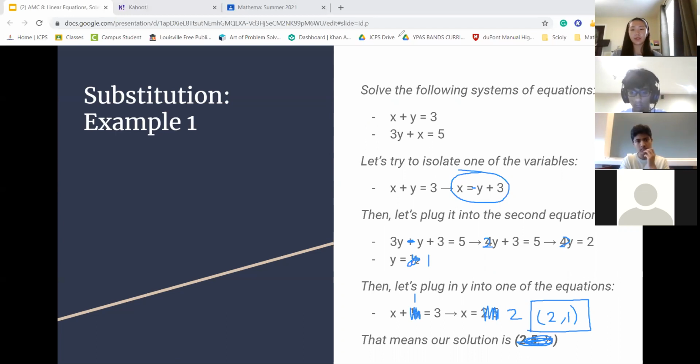Hopefully that wasn't confusing. Also, you can't plug x equals negative y plus 3 into your first equation, because that's the equation you just rearranged. You have to put it into the second equation. If you put it into the first one, it won't work because you're putting your equation into itself.